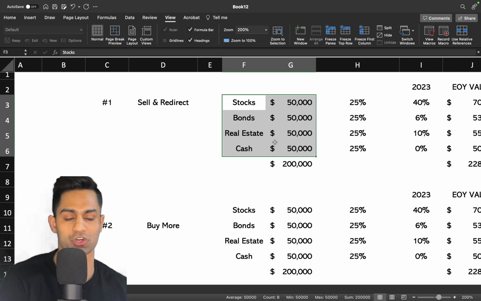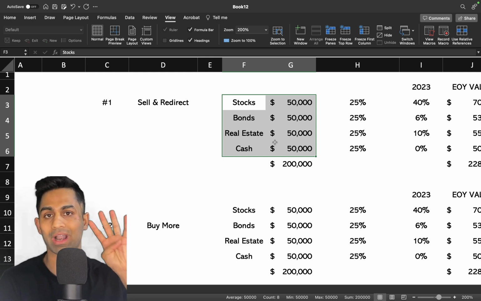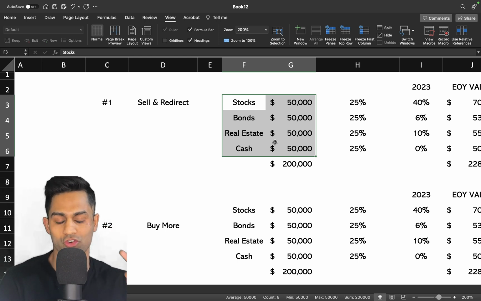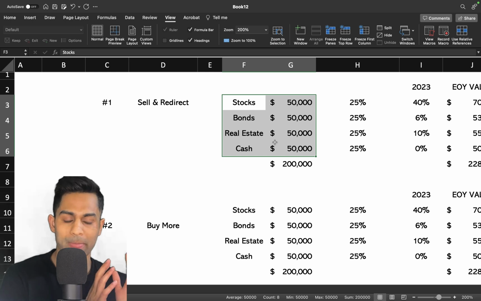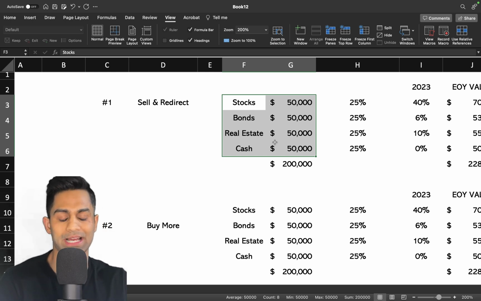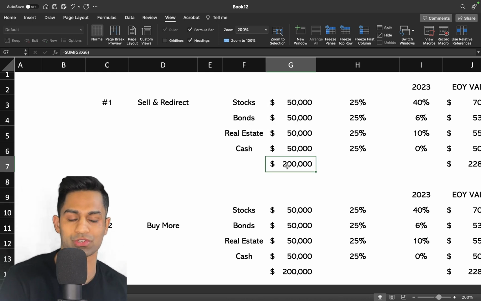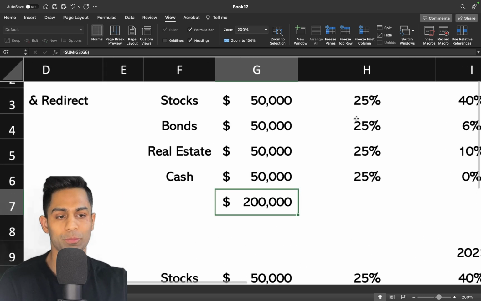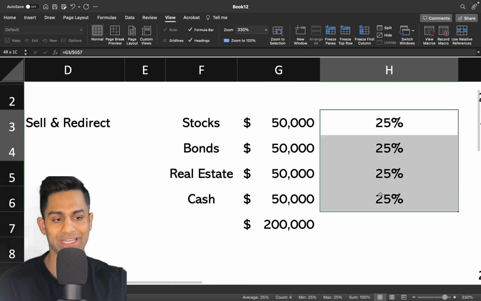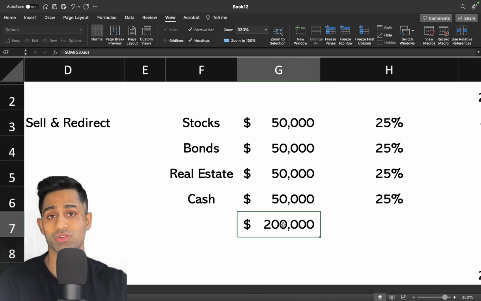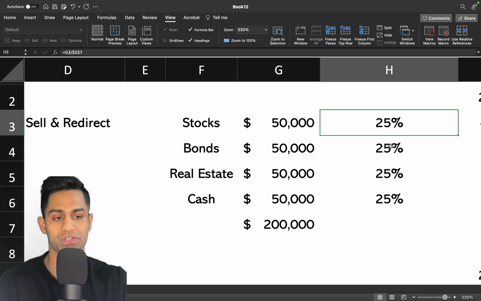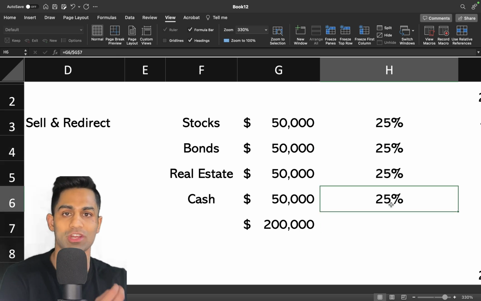For example, this person has $50,000 in these four asset classes. Stocks, bonds, real estate, and cash are four different asset classes. Let's just keep things very simple: $50,000 in each asset class, totaling $200,000. Now, that is going to be a 25% allocation in each, as you can see over here, right? $50,000 divided by the $200,000 total is a 25% allocation in each asset class.